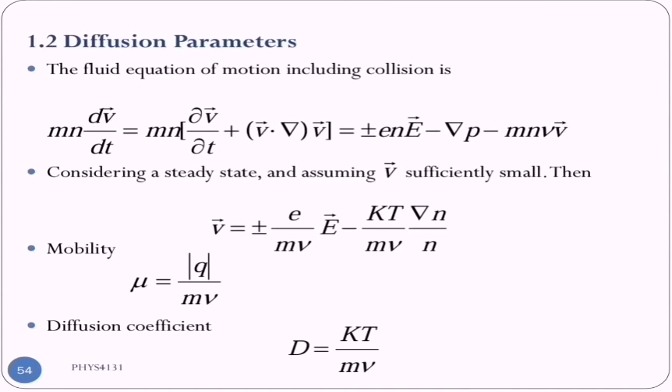Next we will study the diffusion parameters. The fluid equation of motion including collisions is given by m n dv over dt, which is equal to m n partial v over partial t plus v dot del into v, which is equal to plus minus e n electric field vector E minus del p minus m n nu v vector, where again the plus minus sign indicates the sign of the charges.